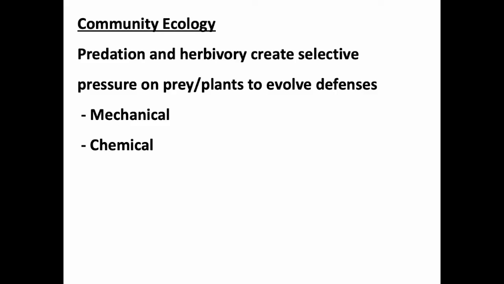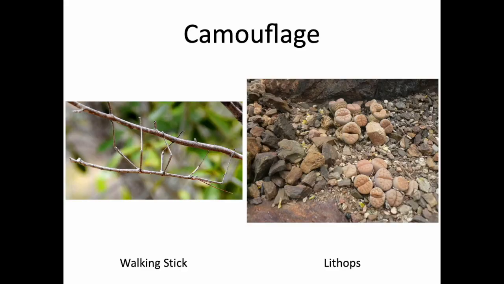Another type of defense that we have among prey and plant species is camouflage, which I think we all know what camouflage is, but it's in the key terms. Camouflage is the ability of an organism to avoid detection by blending in with the surroundings. So I think we're all familiar with animals that camouflage. Here's a walking stick insect. It looks a lot like the sticks on the branches of trees in its environment, so it doesn't get eaten by birds because it looks like a stick.